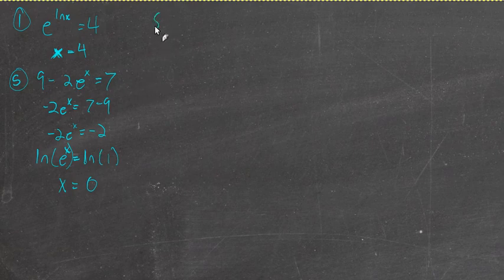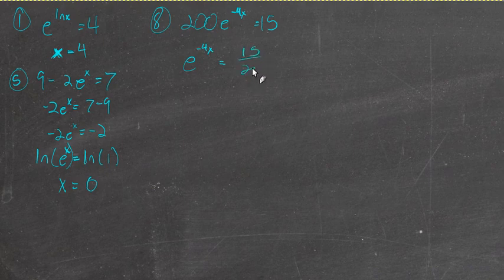Number 8. 200 times e to the negative 4x is equal to 15. And so let's work on getting the expression that has x in it by itself. I could divide by 200. So e to the negative 4x equals 15 over 200 equals 3 over 40. Just doing that in my head there, that's right. So e to the negative 4x equals 3 over 40.